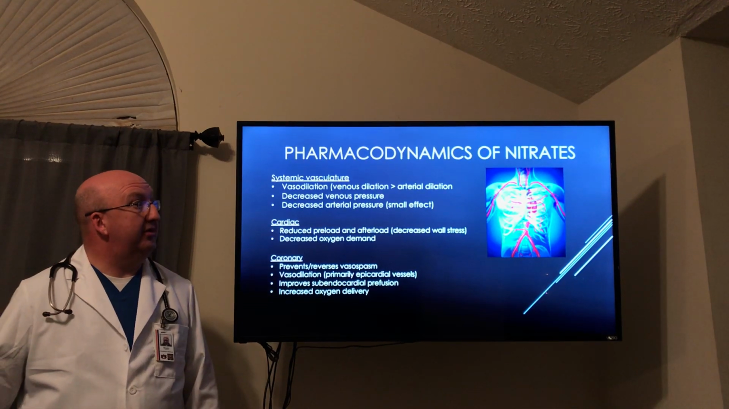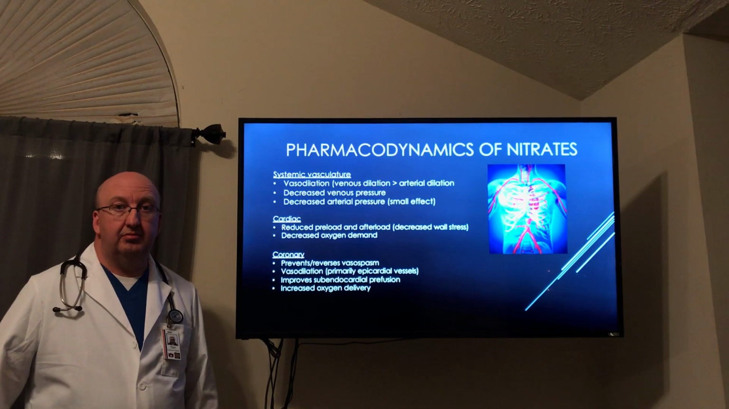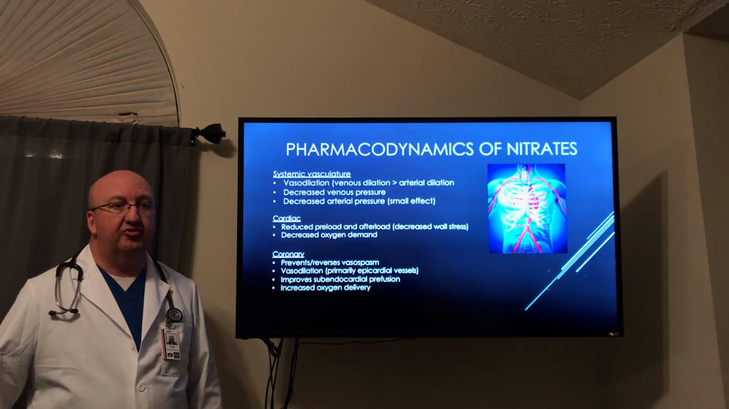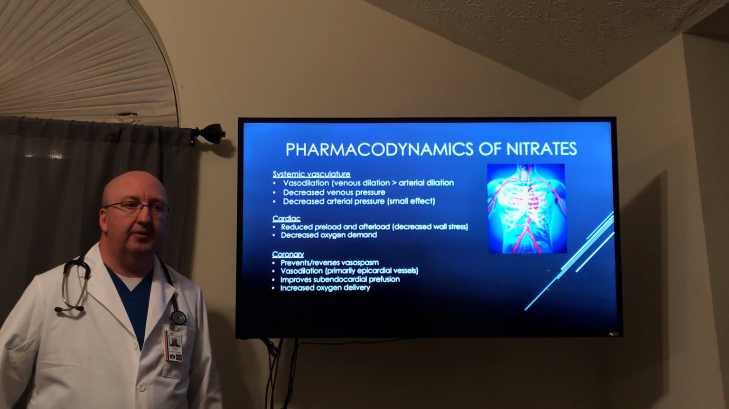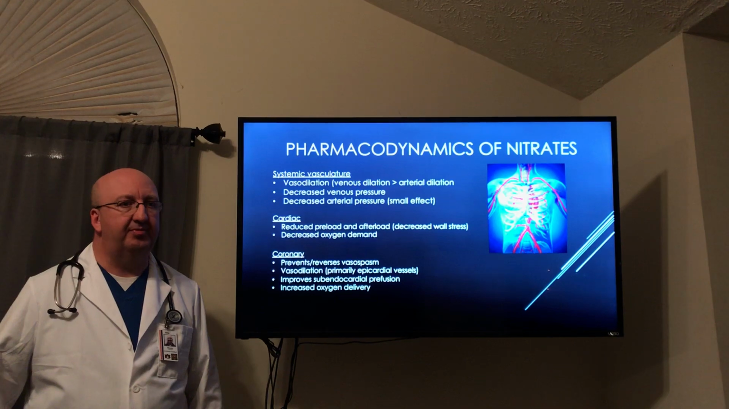Some of the pharmacodynamics of nitrates: it causes vasodilation in the systemic vasculature. It reduces preload and afterload in the heart, and in the coronary vessels it prevents and reverses vasospasm.